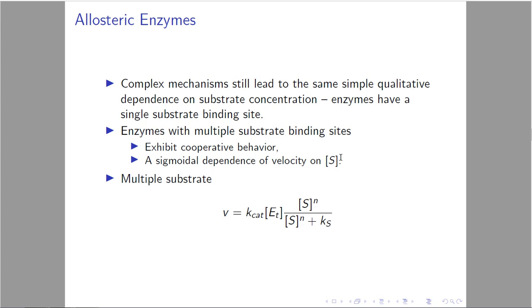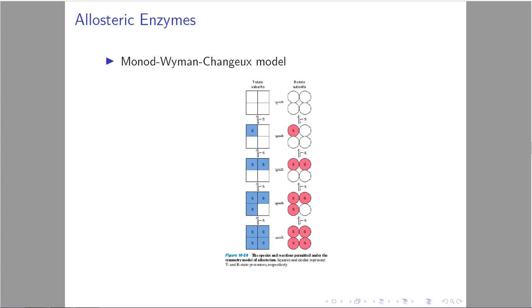The substrate. Okay, so here, writing back again the rate of production, V equals kcat ET times S to the power of N over S to the power of N plus KS. So this is the cooperative behavior, and this is one of the models for the allosteric enzyme.